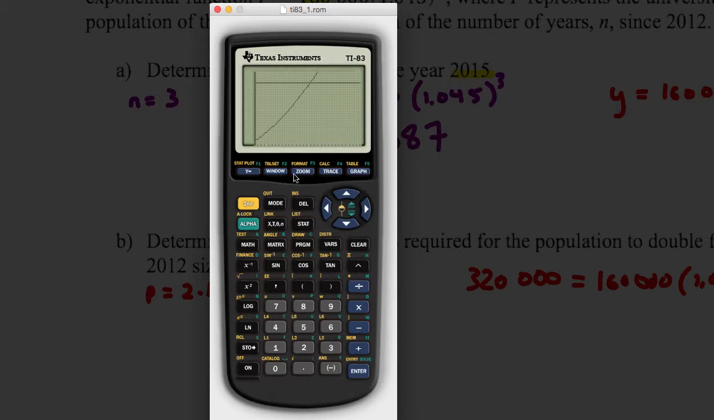So here's how you do that. If you want to know where they cross each other, you do the following. You hit second again and trace again to do the calculate. But you're not getting a value this time, you're getting an intersection. So you're going to hit number 5. And what it says is first curve. And you see this little blinking thing here?